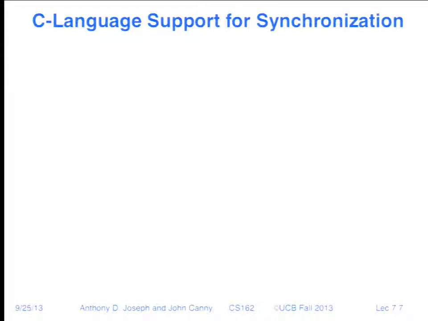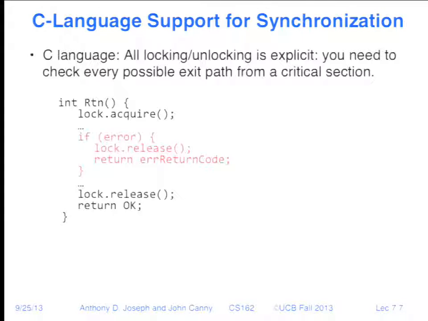All right, so next topic is language support for synchronization. Locks have been in the C language since the beginning. And a lock in C is a very simple object. You can acquire it and release it. That means you're responsible for taking care of all of the exceptional conditions that might occur. That typically doesn't involve throwing exceptions. They're not part of the language by default. So you have to test error conditions, explicitly release the lock, and then return an error code.